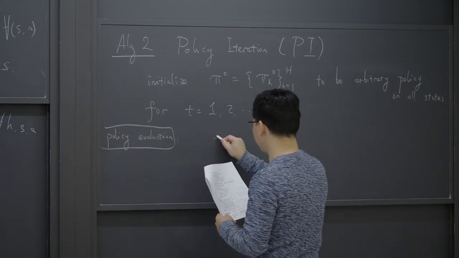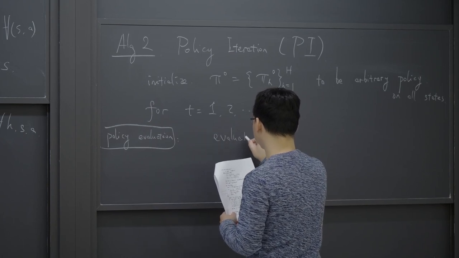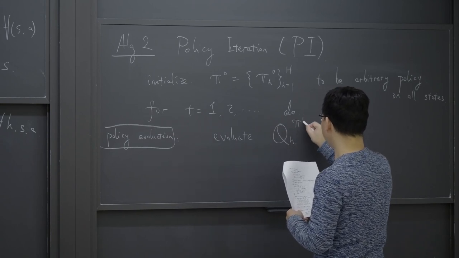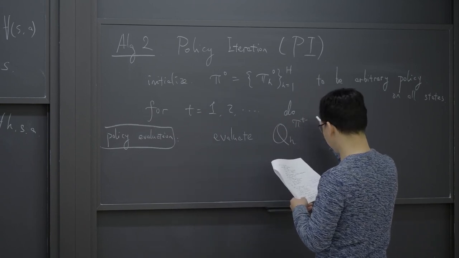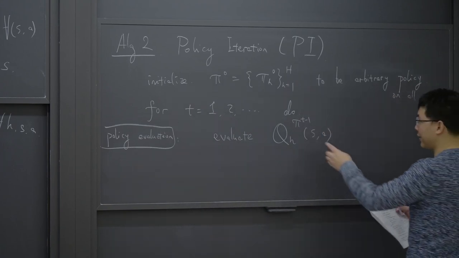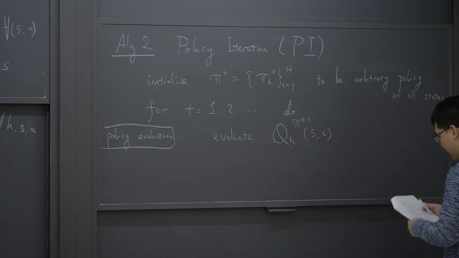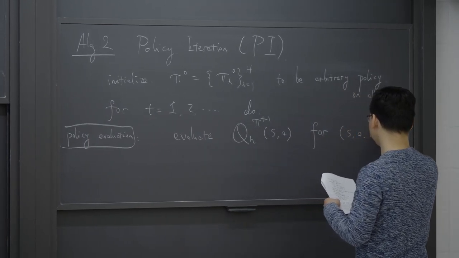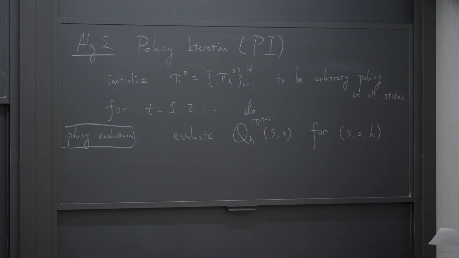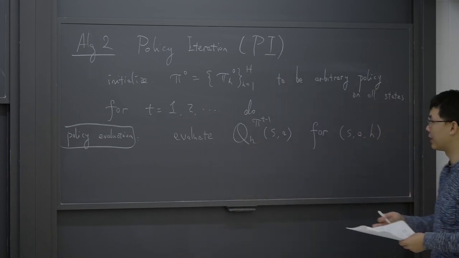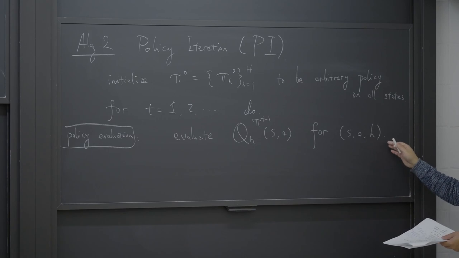That is, we will evaluate the value Q of pi_{t-1} at all s, a, h pairs. So essentially, leveraging the knowledge we learned in the last lecture, we can just run dynamic programming using the Bellman equation to compute this value for all the state-actions at every step.